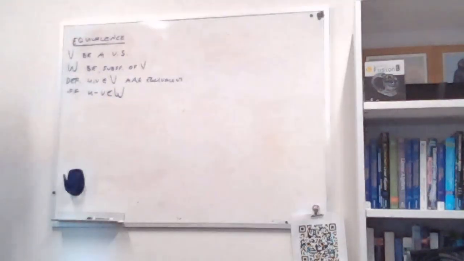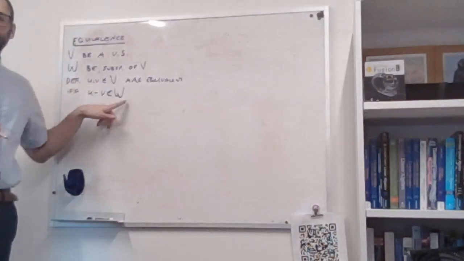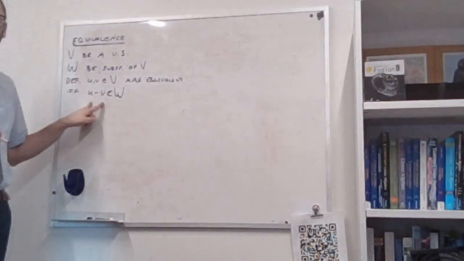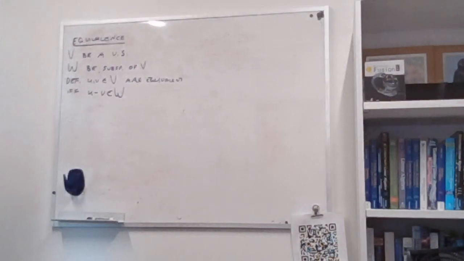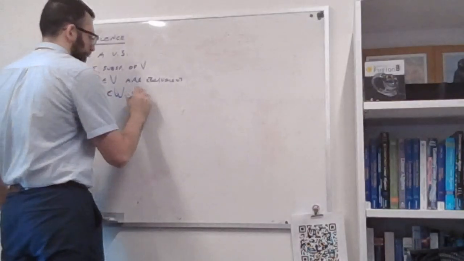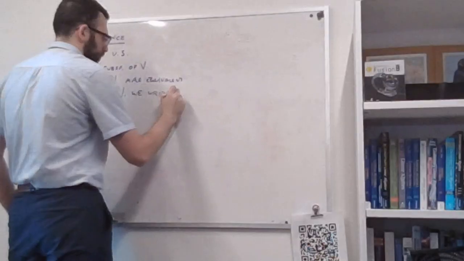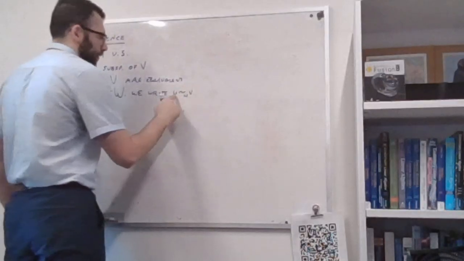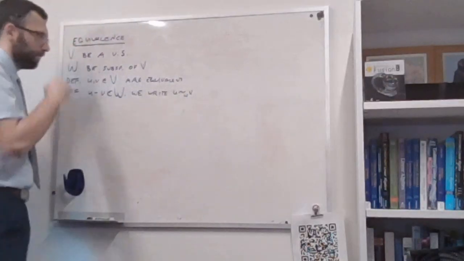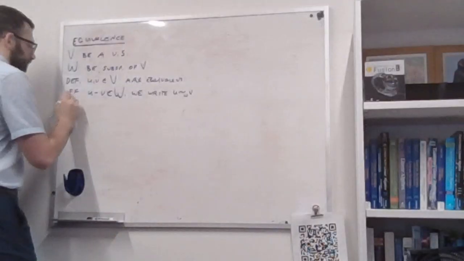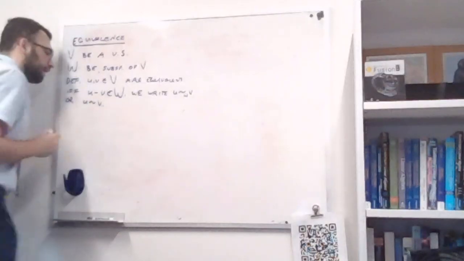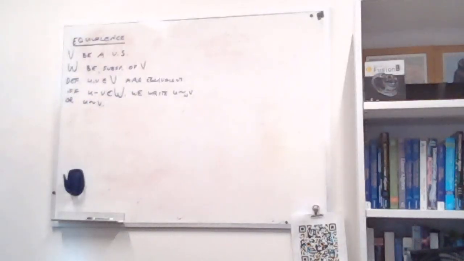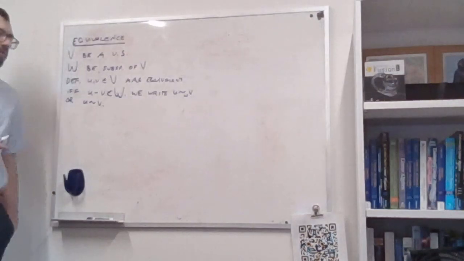So it's not necessarily that u and v themselves are in that subset W, but that when you subtract them from each other, you get a vector that's in W. If that's true, then we say that they're equivalent under W, and we write u is equivalent under W to v. Or, more simply, if W is assumed, we can just write u is equivalent to v. You can drop the W if there's not multiple subspaces going on.